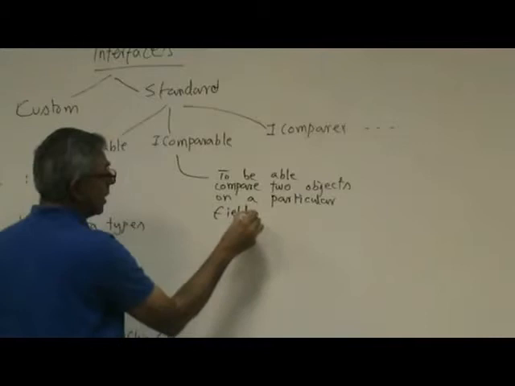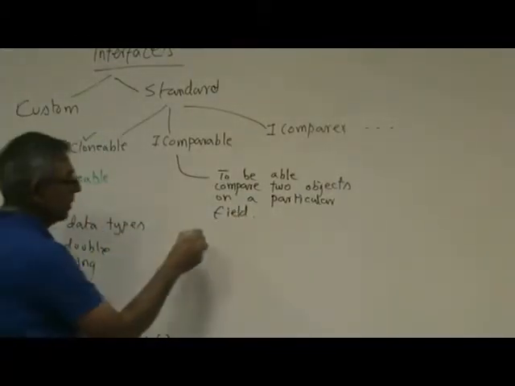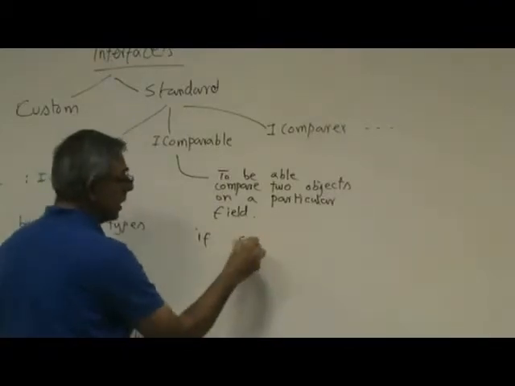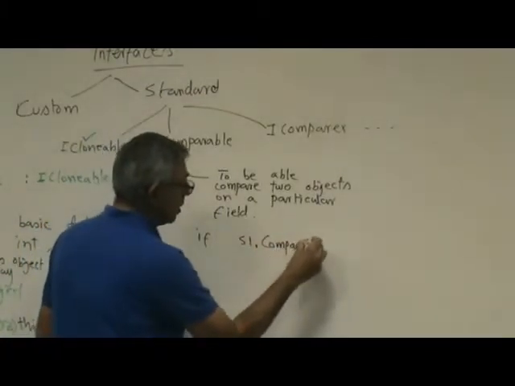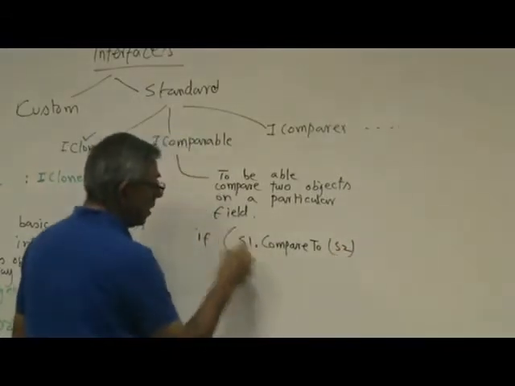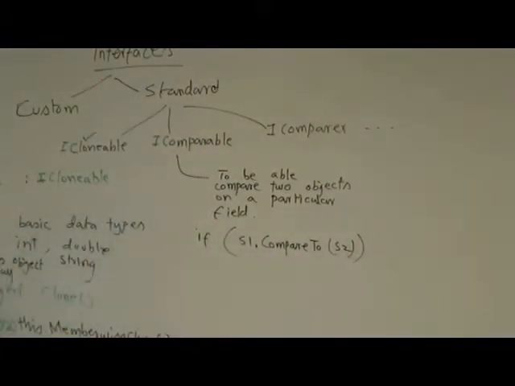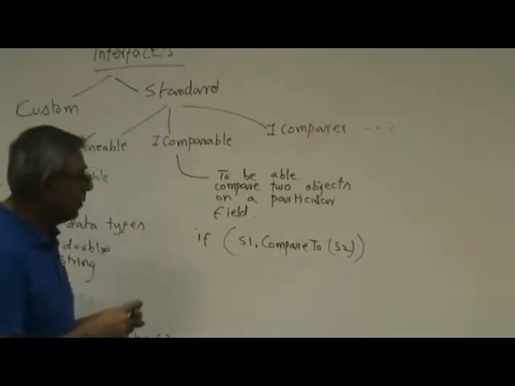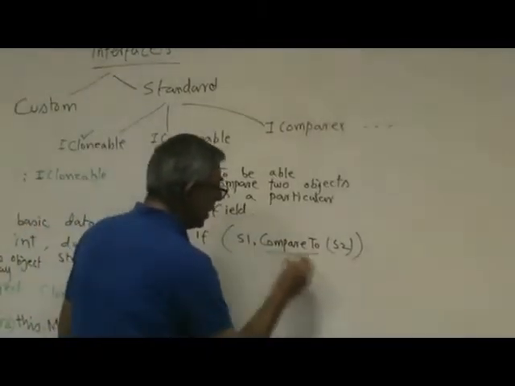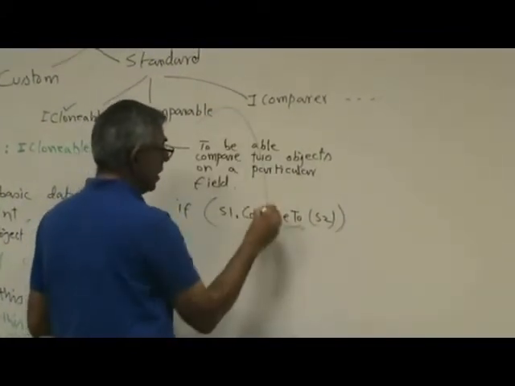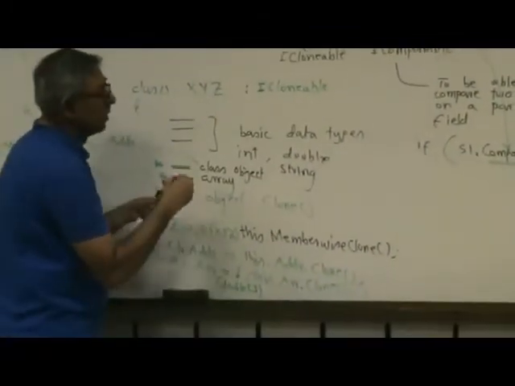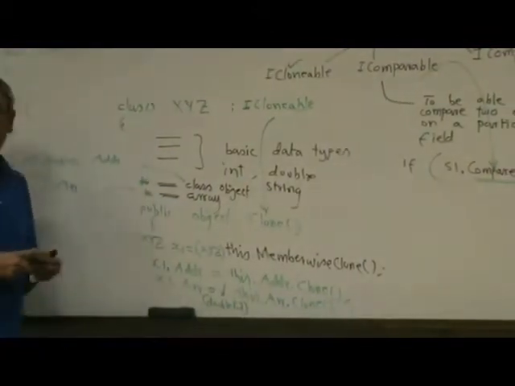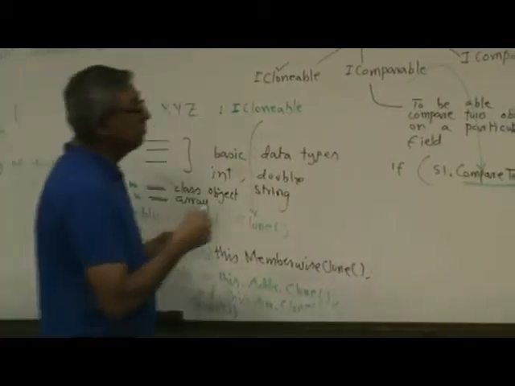So for example, if you created a student class, and you wanted to do something like this, let's say S1 is an object of the student class, and you wanted to be able to compare S1 to S2, right? So whether S1 is greater than S2, or S1 is less than S2, or S1 is equal to S2. The way the CompareTo method is provided to us is it's part of the IComparable interface. Very similar to how Clone is part of the ICloneable interface, right? So very similarly, CompareTo is part of the IComparable interface.